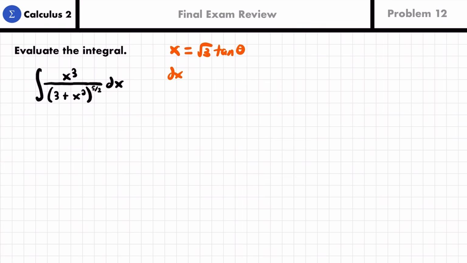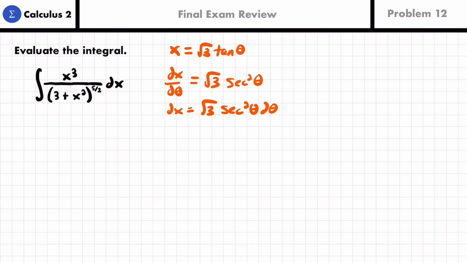We want to take the derivative of x with respect to theta, and so that will be equal to the square root of 3 times the derivative of tangent theta, and the derivative of tangent is secant squared, so we have secant squared theta, and then we want to solve for dx, so multiply both sides by d theta, and you'll find that dx is equal to the square root of 3 times secant squared theta d theta. Okay, and so now we have everything we need. We can replace each of these x's with this expression, and we can replace dx with this expression, and our integral will be rewritten entirely in terms of theta, which hopefully should simplify to something that we can integrate.